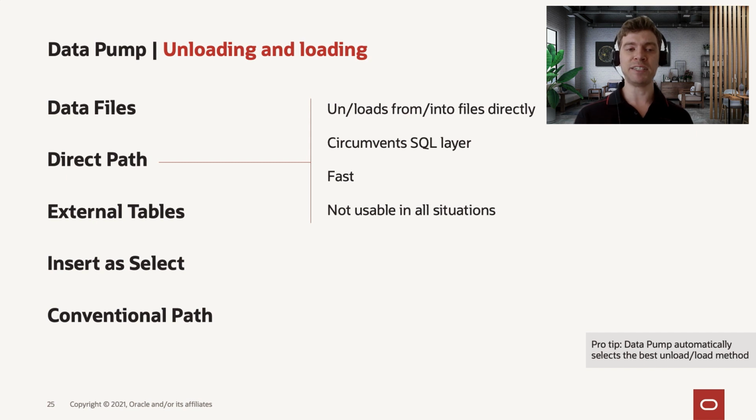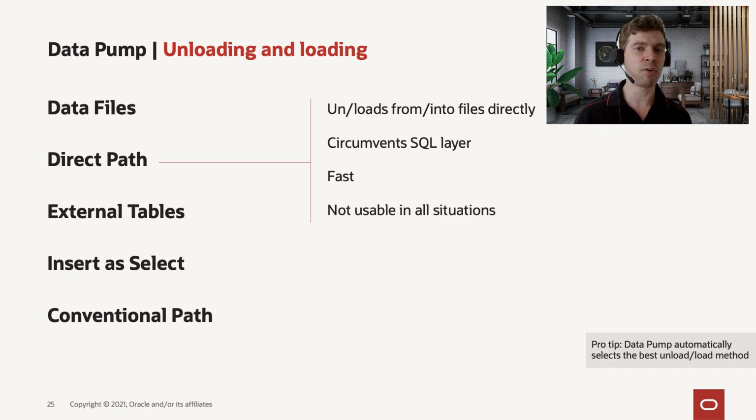Basically, with the direct path method, we use the direct path API and completely bypass the SQL layer. So with the direct path API, the block is created and written straight to the data file, meaning you don't go through the SQL layer and not even the buffer cache. That's why it's very fast, because you generate the block and write the block straight away. You don't go through the SQL layer.